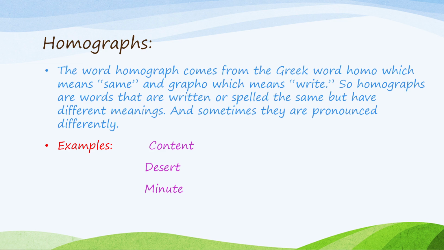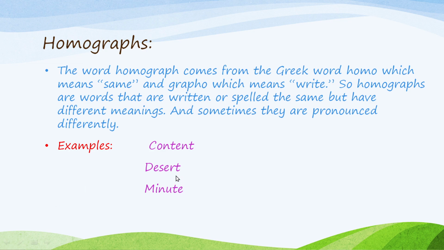Now let's take a few examples. The spellings are similar but they will have different meanings and different pronunciation. When I say "content", it means happy or satisfied. When I pronounce it in a different way, "content", it means all that is contained inside something.